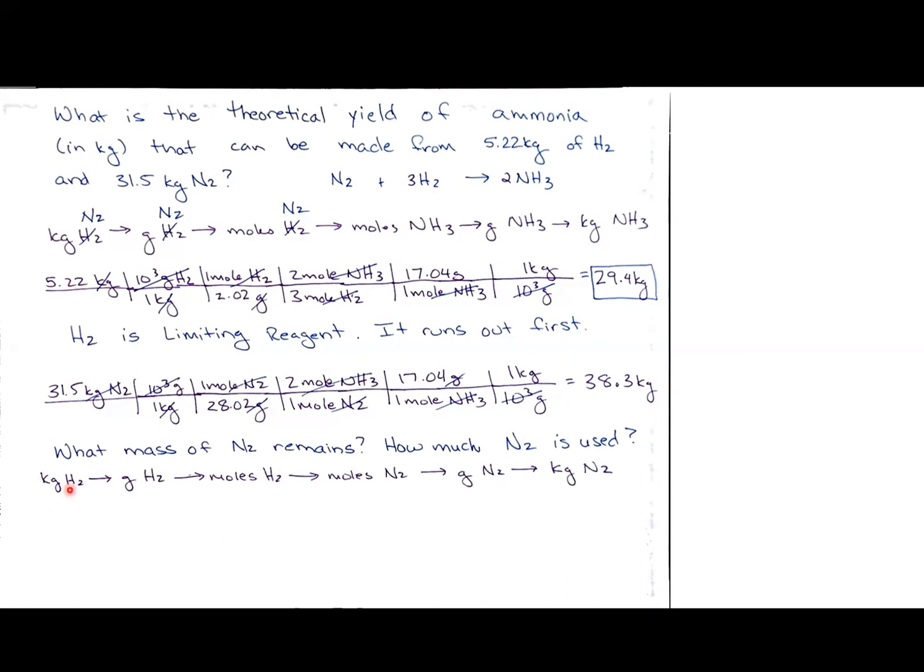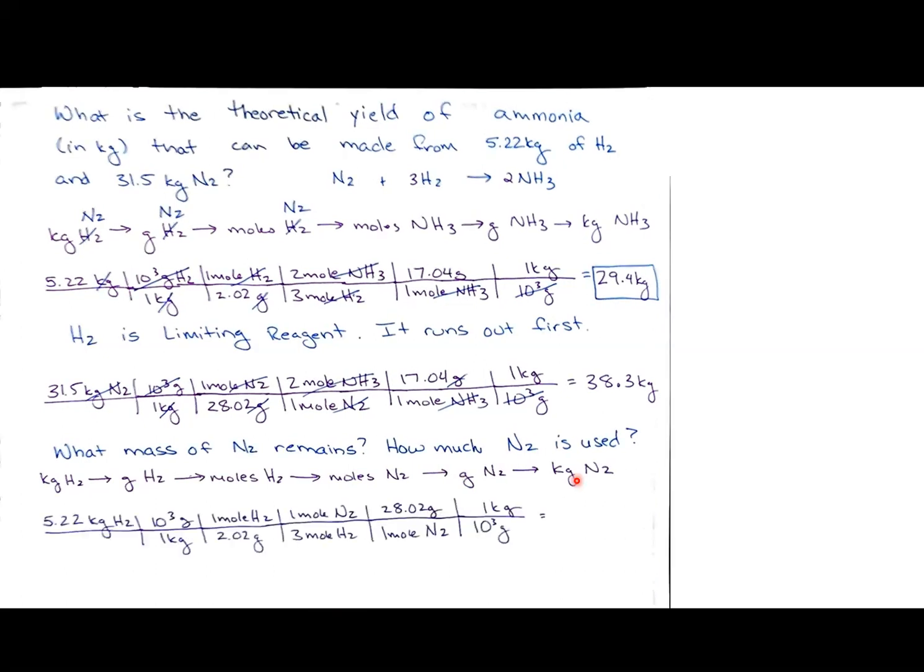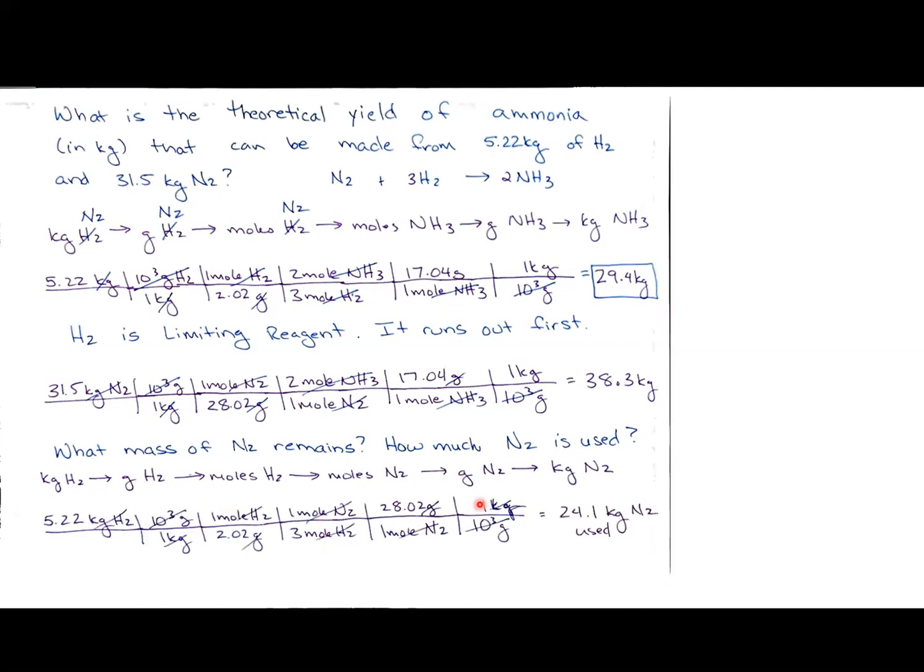So if I know kilograms of hydrogen, I can turn it into grams, grams to moles, moles of hydrogen to moles of nitrogen, to grams, and then kilograms. That'll tell me how much I use. So 5.22 kilograms of hydrogen, turning it into grams. A mole of hydrogen weighs that much. 3 moles of hydrogen react with 1 mole of nitrogen. A mole of nitrogen weighs 28.02, and then every 1,000 grams is 1 kilogram. And so when I get my answer, it's 24.1 kilograms of N2 that gets used.